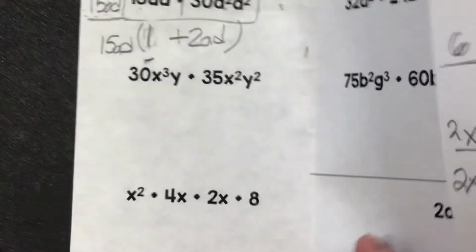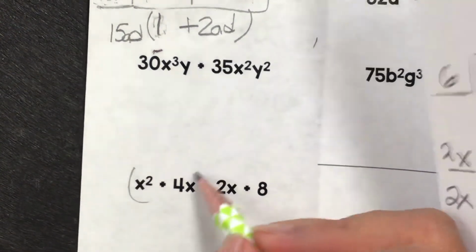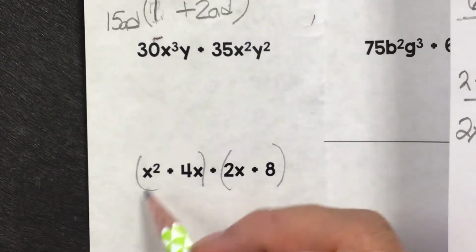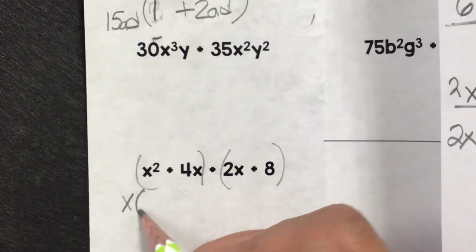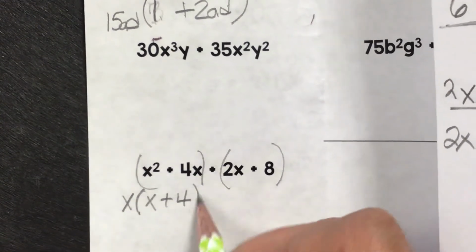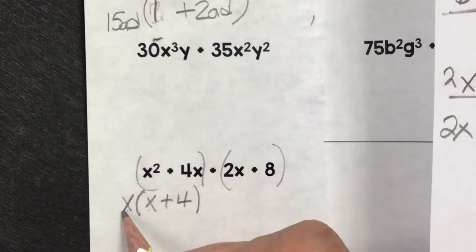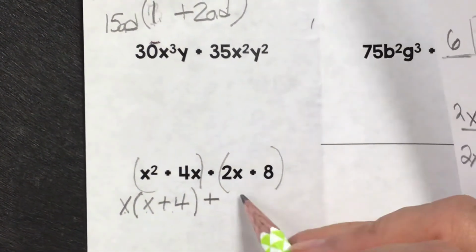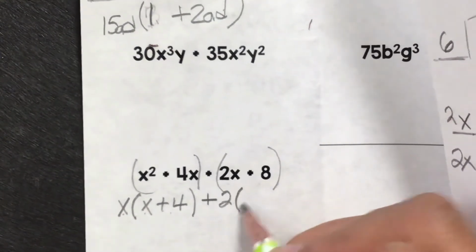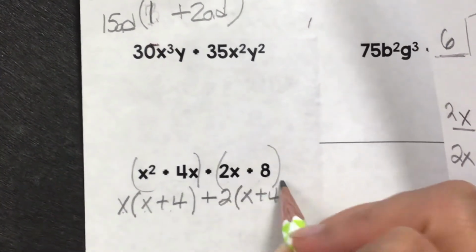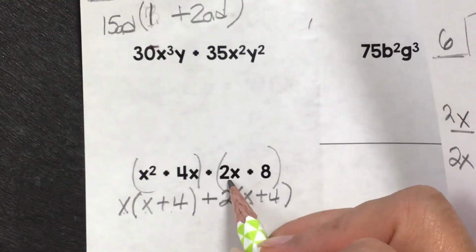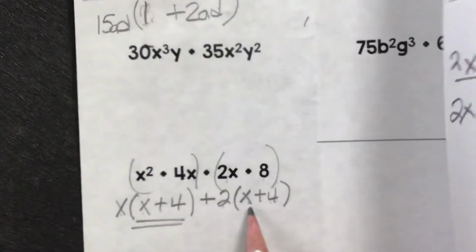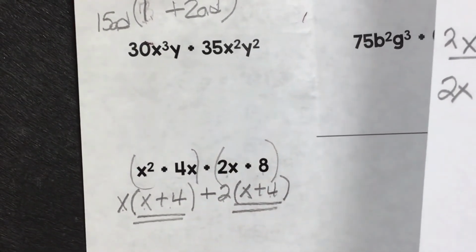So let's make a group. We're going to make a group with these 2. You're going to make a group with these 2. Out of these 2, what do they have in common? An x. That means that the other one had to be x plus 4. How do I know that? x times x, x squared. x times 4, 4x. And the other group has a 2 in common. That means this has to be x plus 4. How do I know? 2 times x, 2x. 2 times 4, 8. What happens when you factor by grouping is that they always look this way.